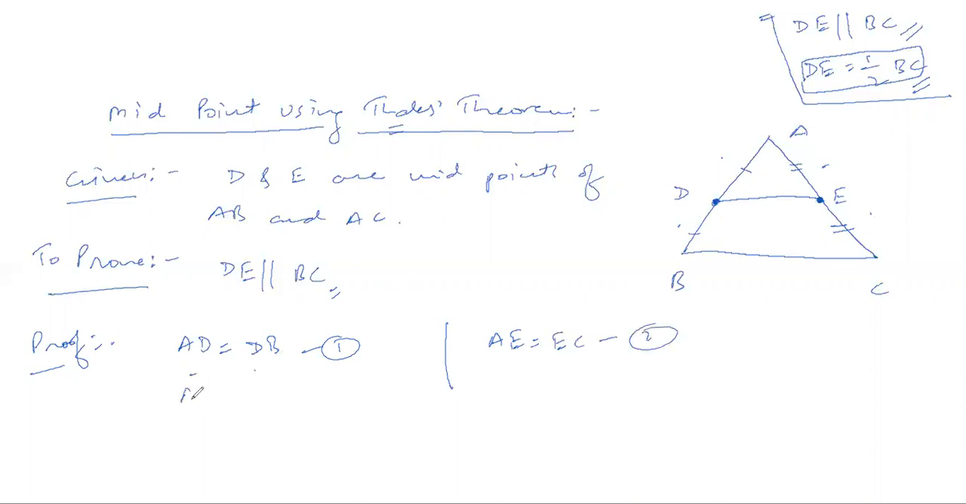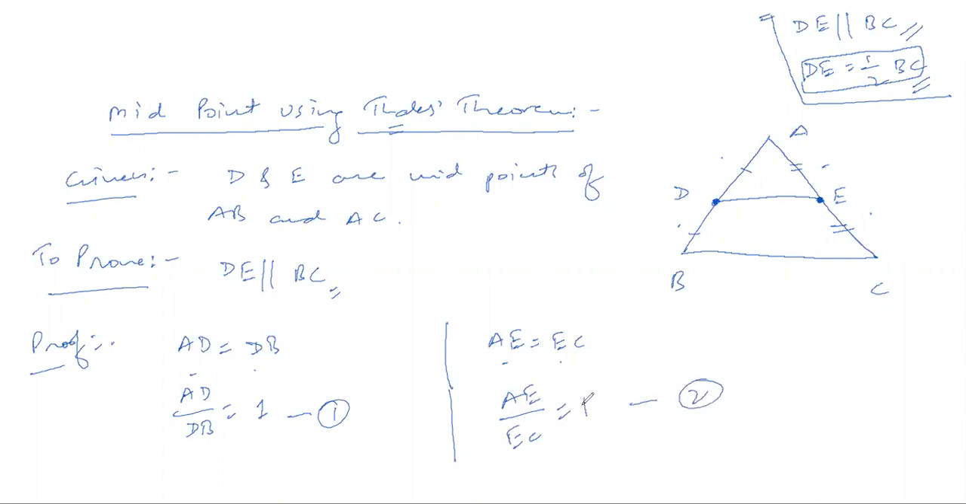Write it as a division, AD upon DB, and it will be equal to 1. Do one thing, don't take this as equation number 1 and 2, but we'll take this result as equation number 1. In the same way, AE is equal to EC, so we'll write it as AE upon EC, and it will also be equal to 1. So it will be taken as equation number 2. You can see that both these values, equation number 1 and 2, are equal to 1. That means this value and this value will be equal.